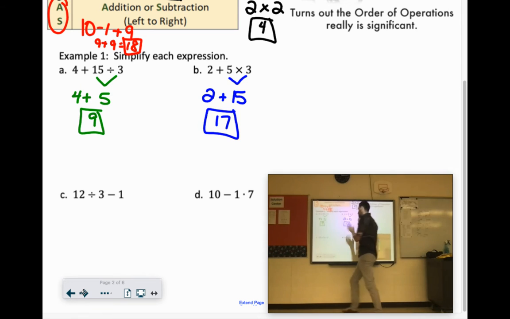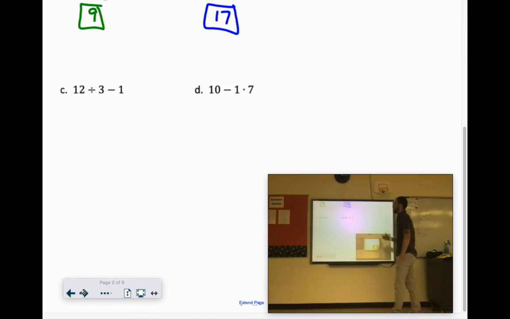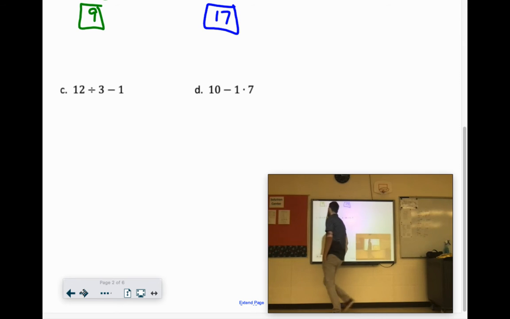Now I have a few. I'd like you to try out these. Now look on D, it says 1 and then a little dot and 7. That means multiplication. So we're done using the X for the most part with multiplication. So pause, try these out. I'm going to go over them right now.